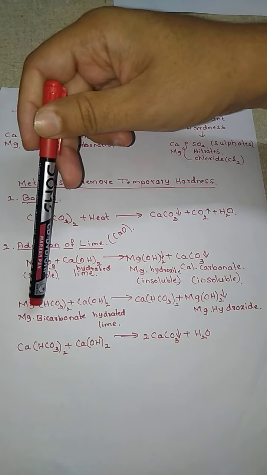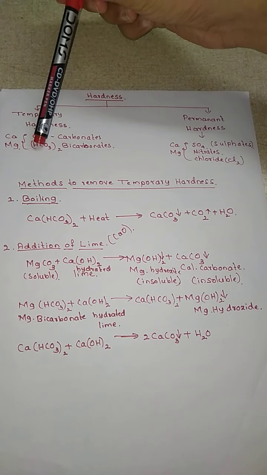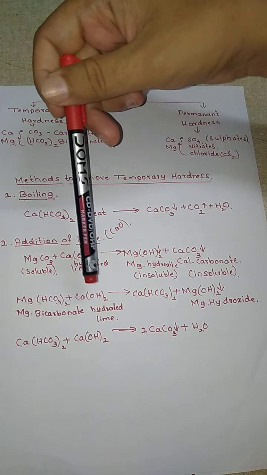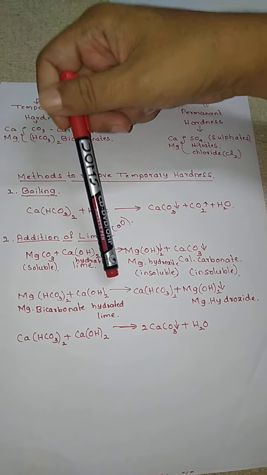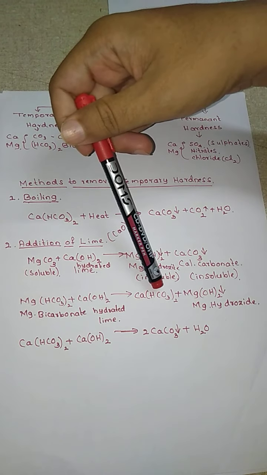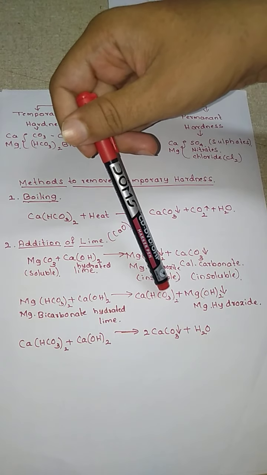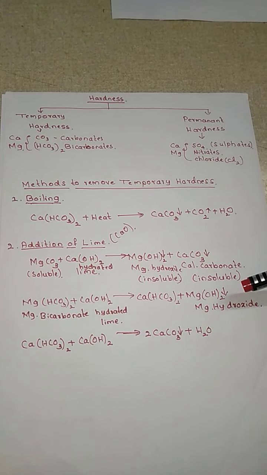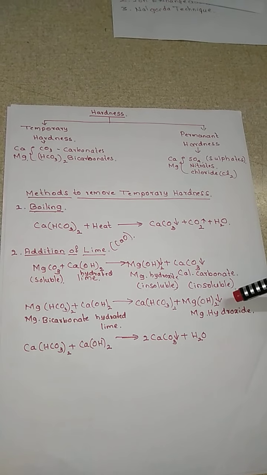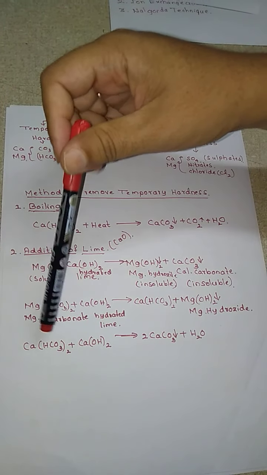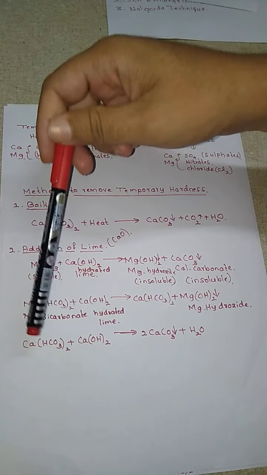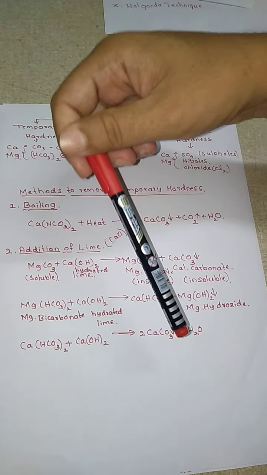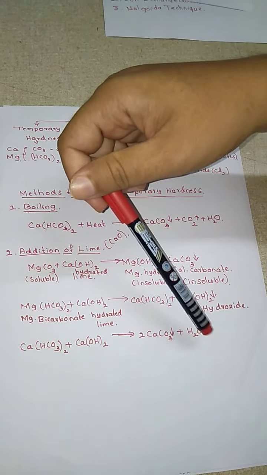Then we will concentrate on the hardness caused due to the second type, that is magnesium bicarbonate. If the hardness in water is caused due to magnesium bicarbonate, it reacts with the hydrated lime. It forms calcium bicarbonate along with magnesium hydroxide. This magnesium hydroxide is collected at the bottom as a precipitate, and we remove it. And also we can remove the hardness caused due to calcium bicarbonate along with the hydrated lime. It also forms CaCO3 and H2O. So we get the H2O at the end.